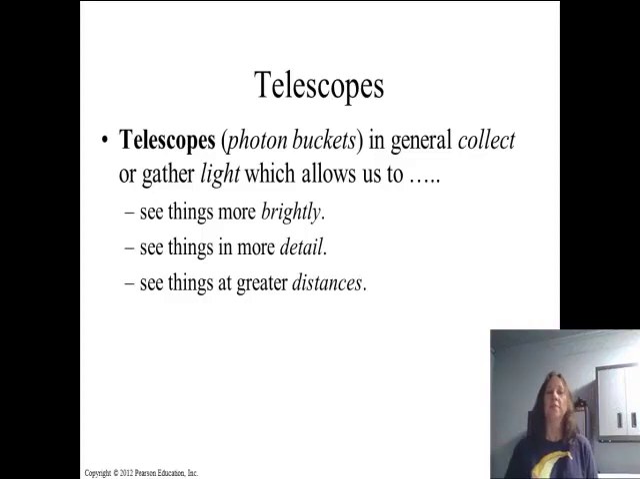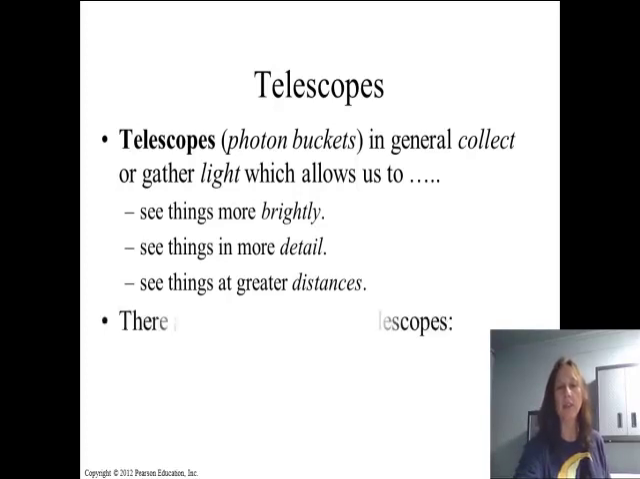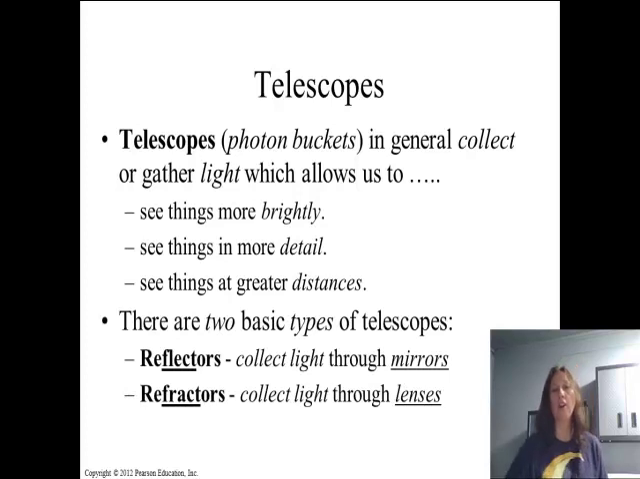So in general, there are two types of telescopes, and I'll go ahead and throw those up here. The two types of telescopes are reflecting telescopes and refracting telescopes. And in general, what they do basically is gather photons. They are photon buckets.